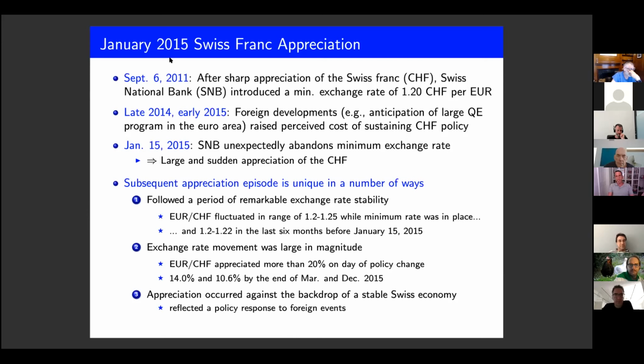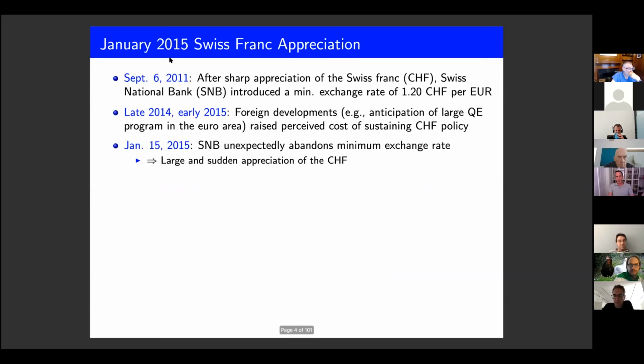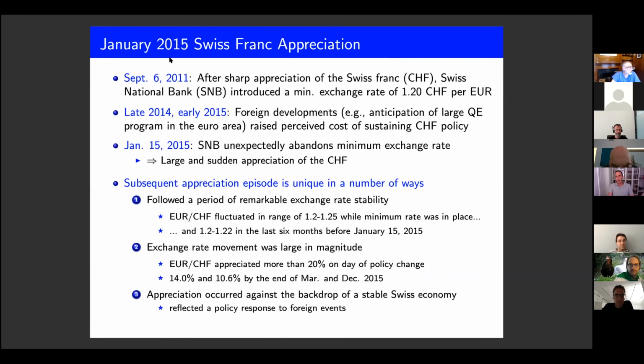I mean, as a clean exchange rate shock. First, it followed a period of remarkable exchange rate stability, as I showed you before. So the exchange rate ranged between 1.2 and 1.25 while the minimum exchange rate was in place. And it moved between 1.2 and 1.22 in the last 6 months. So we can really identify the prices that we're going to be looking at that are not reflecting prior movements in the exchange rate.